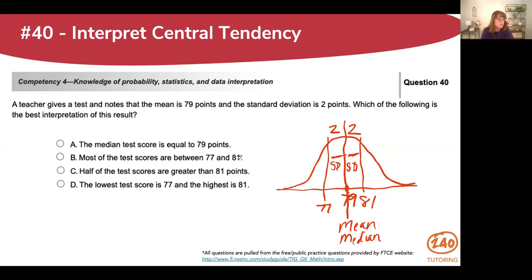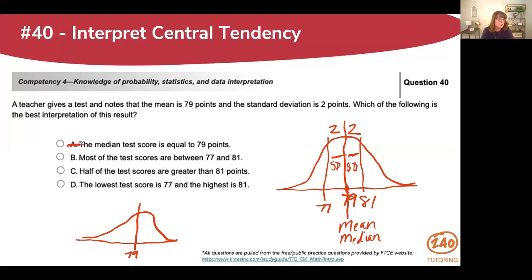It says the median test score is equal to 79 points. Now, if we knew this was a normal curve, that could be correct, but it didn't tell us that. So it could have looked like this. It could have been skewed one direction. And we could have said that median of 79 was right here, or that mean of 79, forgive me, that mean. It does not mean it was the median. If it were the median as well, then it would say it was a normal distribution. So in this case, that's not correct.